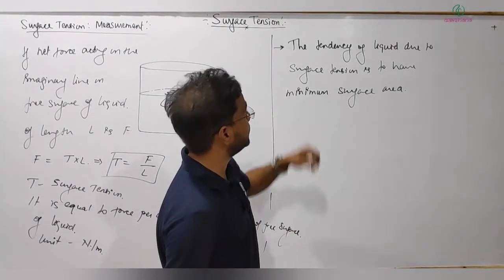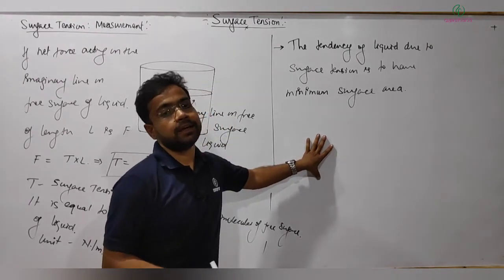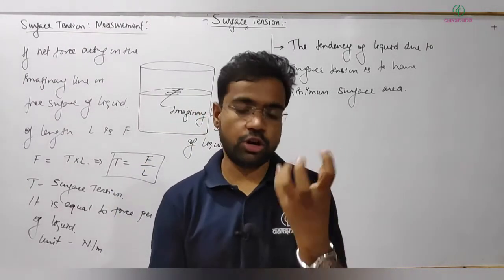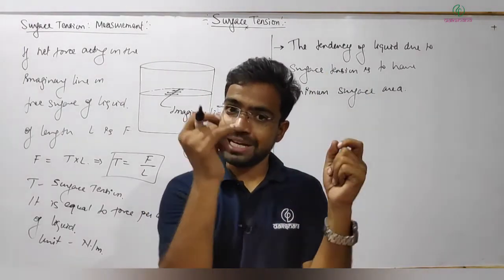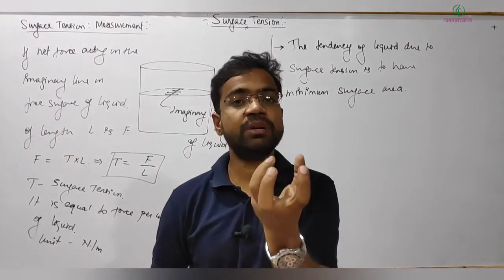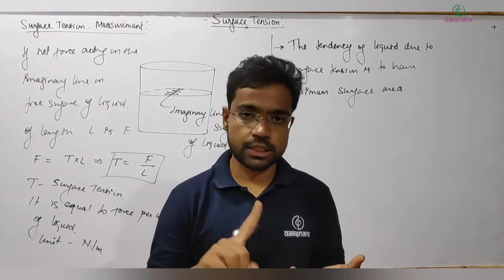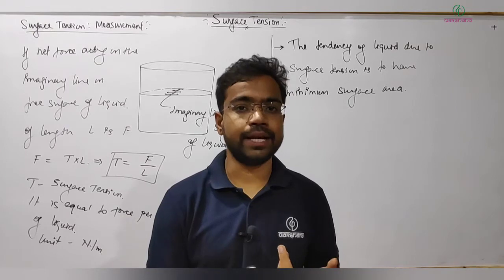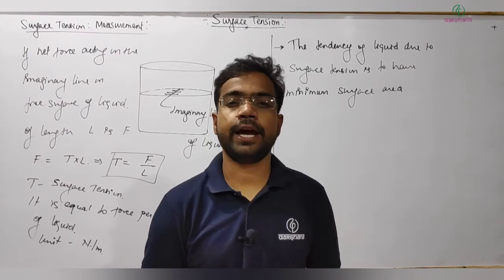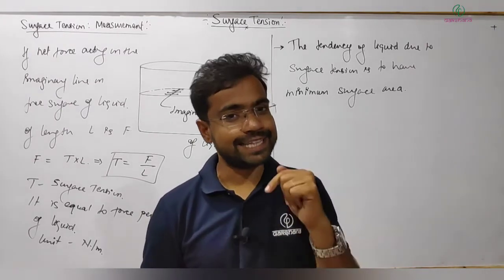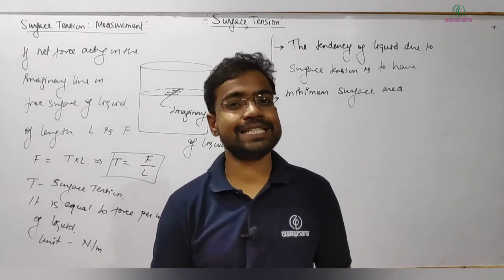So the tendency of liquid is to have minimum surface area, and this is also one of the reasons that if we have, let's say, liquid of some volume V in the air, it will try to minimize its surface area. For V volume, it can attain different geometries: sphere, cube, cuboid, any cylindrical. Out of all these available geometries, the minimum surface area is only for a sphere, and that is the reason why all raindrops are spherical in shape.